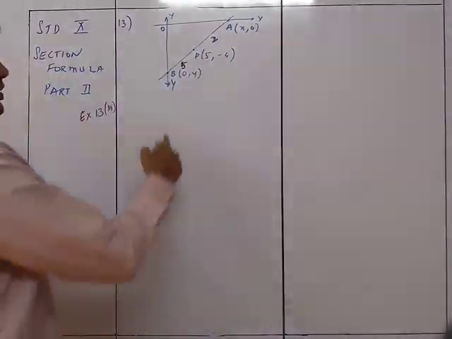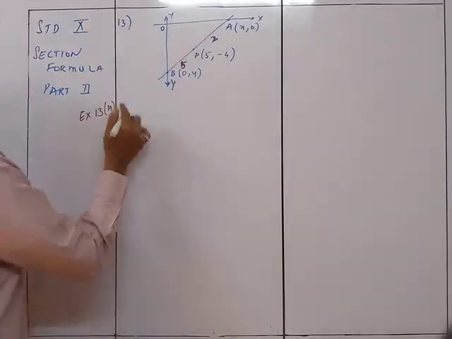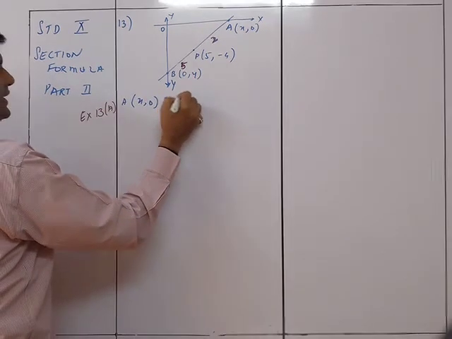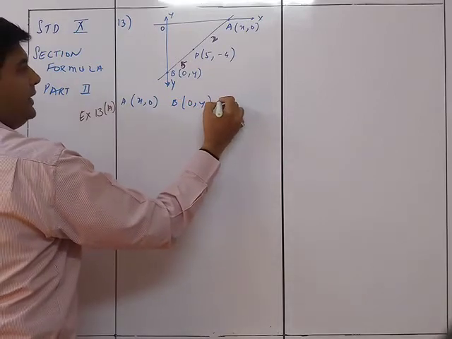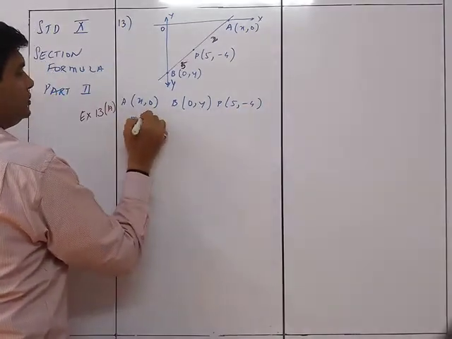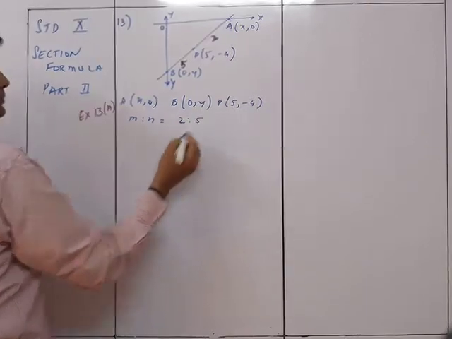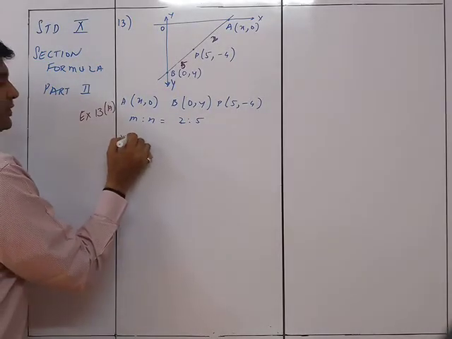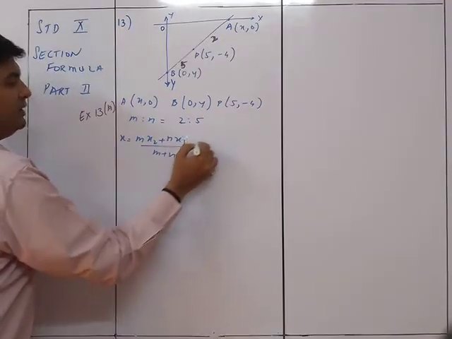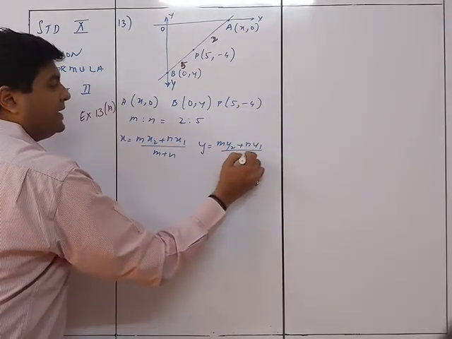So we need to find out the coordinates of A and B. Let's see, the first thing we have is A is (x, 0), B is (0, y), P is (5, -4), and m:n is 2:5. So taking the formula, x equals (mx2 plus nx1) upon (m plus n), y equals (my2 plus ny1) upon (m plus n).